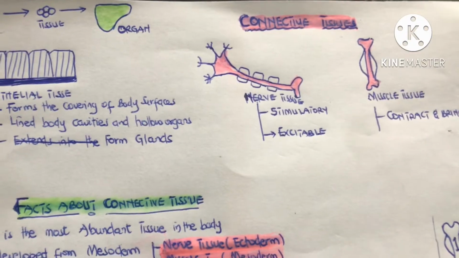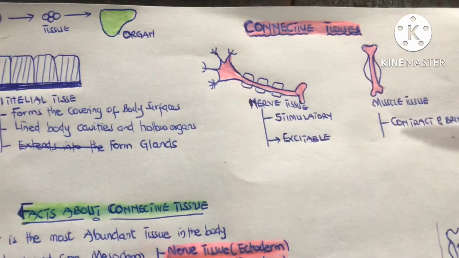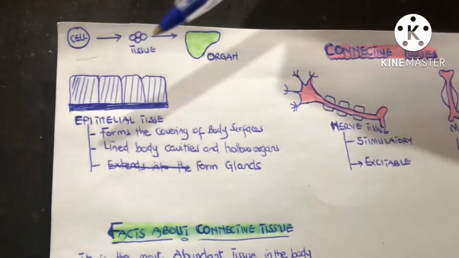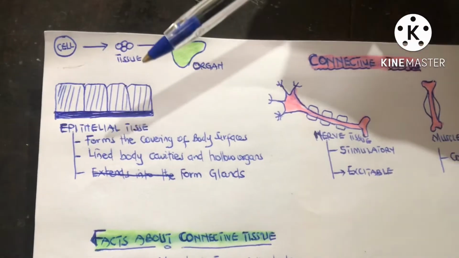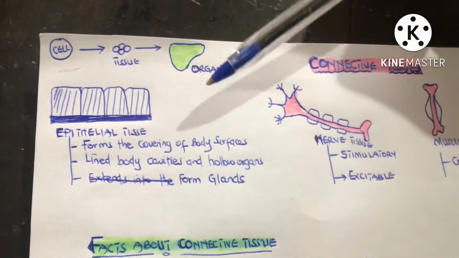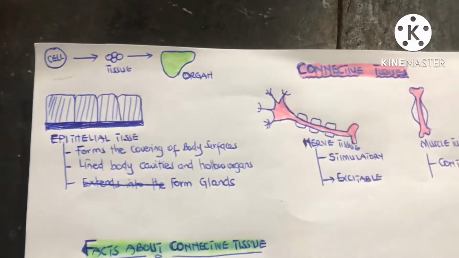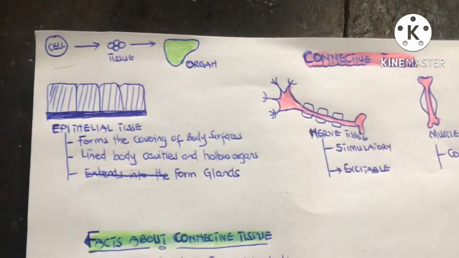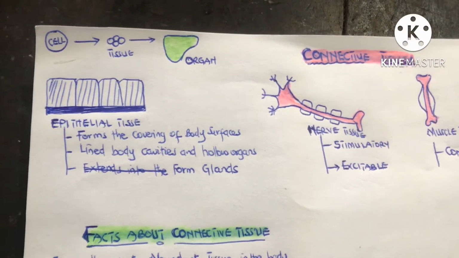So guys, today I want us to look at this topic called connective tissues. We all know that cells come together to form tissues, right? And tissues come together to form what? Organs, and so on. But when you take the human body, it is made up of four basic types of tissues.